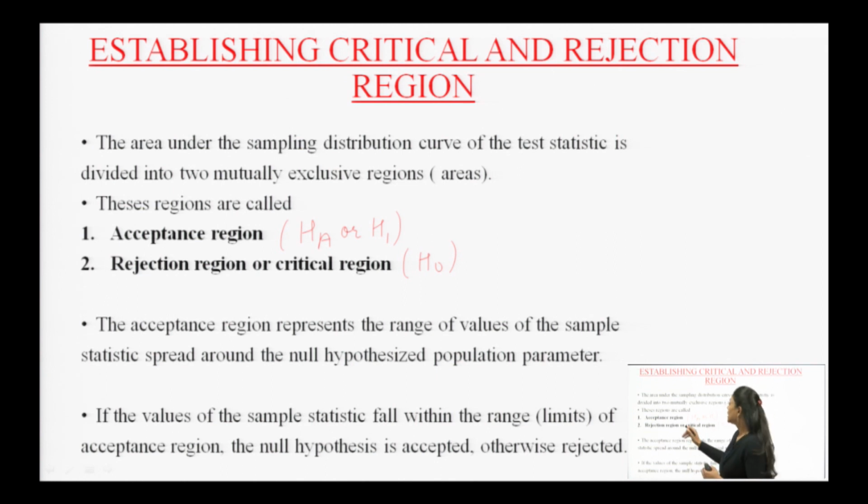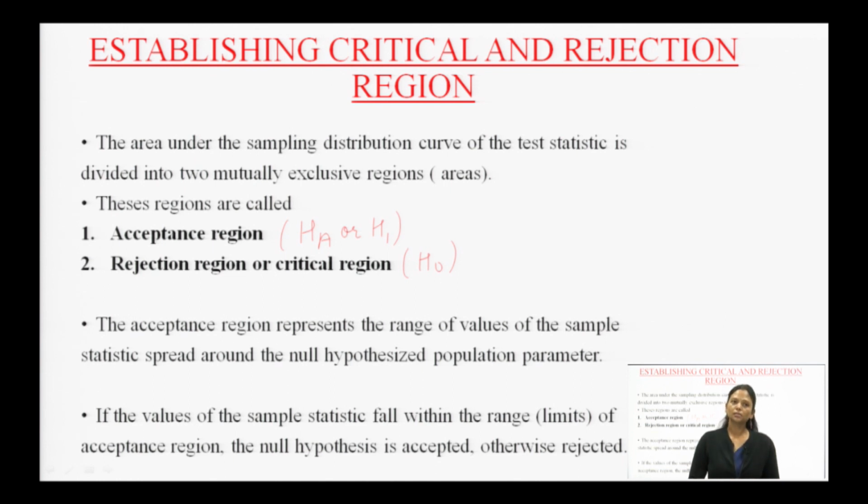As I have told you, the acceptance area is what we are accepting out of what we want to find out, whereas the rejection area is something we are not taking into consideration the next time we talk about that same problem. If the value of the sample statistics falls within the limit of the acceptance area, then the null hypothesis is accepted, otherwise it is rejected.